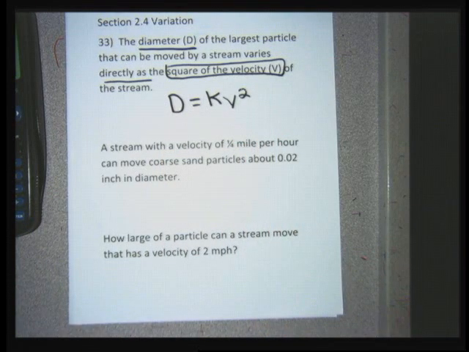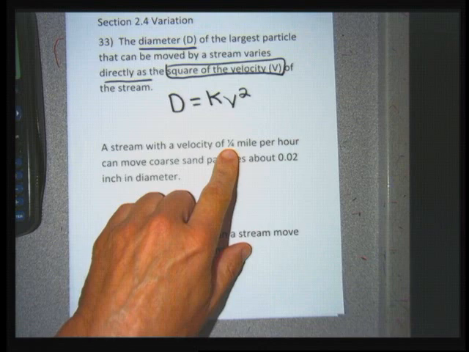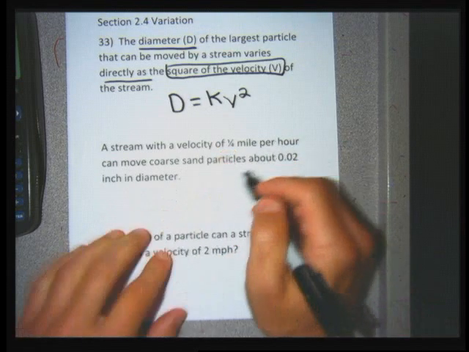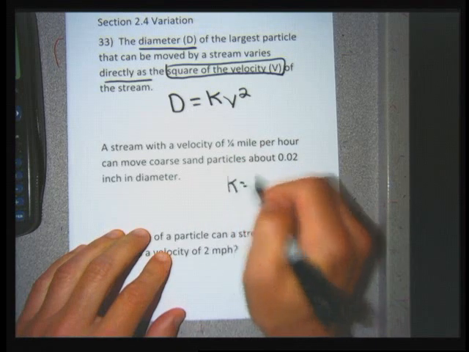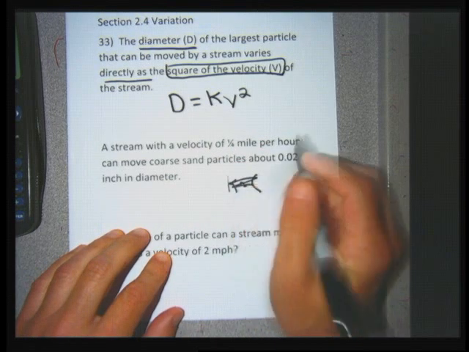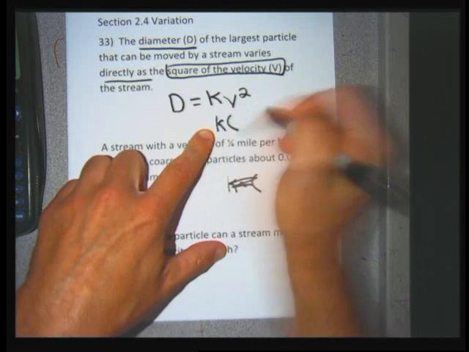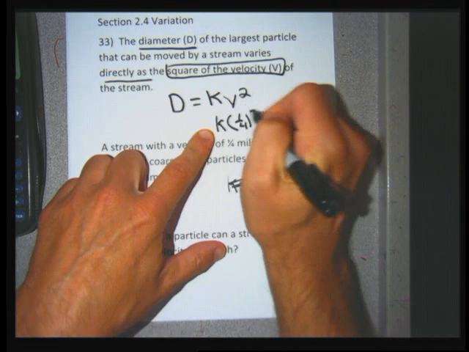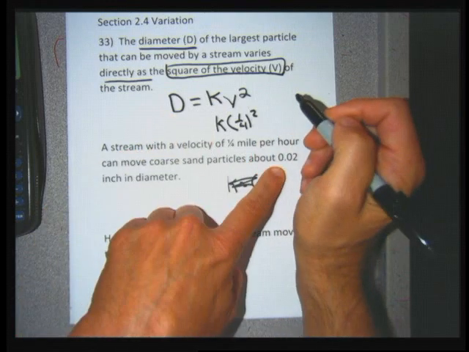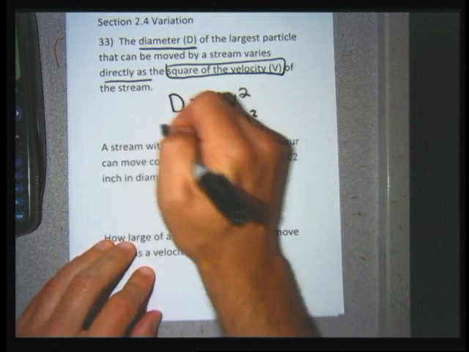So this equation is supposed to tell me how big of a particle a stream can move. D is the diameter of the particle. V is how fast the stream is moving. Now I'm going to plug in some numbers. I'm going to plug in 1/4 for the velocity. If a stream is moving at 1/4 mile per hour, which seems pretty slow, I'm going to write k times 1/4 squared and then equals d, which is 0.02.